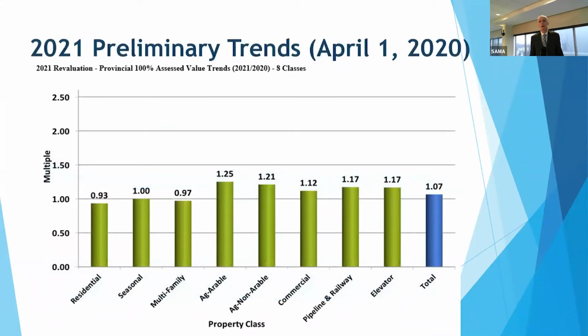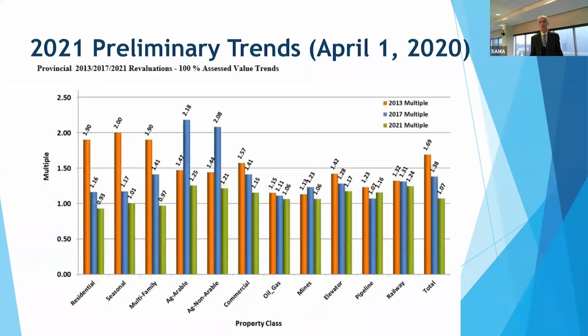All right, here is a look at our preliminary trends for 2021, broken across the 8 main classes of property. The standout increase is by far arable land and non-arable land at 25% and 21%. For the last reval, agricultural land went up a fair bit. It's still going up, and we'll look at sales trends indicating that it actually went up after the base date as well. Residential is dropping to 0.93 overall. Seasonal is at 1. Multifamily is at 0.97. Off to the right of the agricultural, commercial is a 1.12 times increase. Pipeline and railway, which are linear property, are at 1.17, and elevators at 1.17. Provincially, it's a 1.07 increase. So although we're seeing increases in certain properties, it's not as large as previous revaluations.